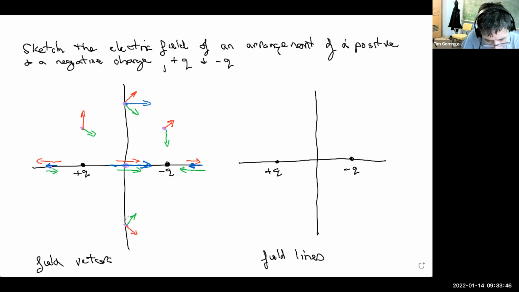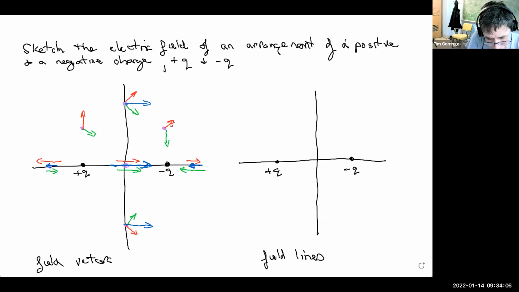And the same thing down here. We've got two vectors, they're the same length, because they're the same distance from equal and opposite charges. Their vertical components will cancel each other out, but their horizontal components will add together. We get a field vector something like this blue vector here.